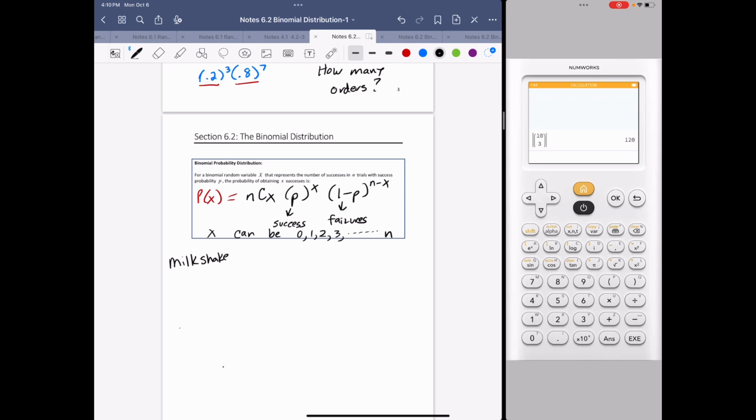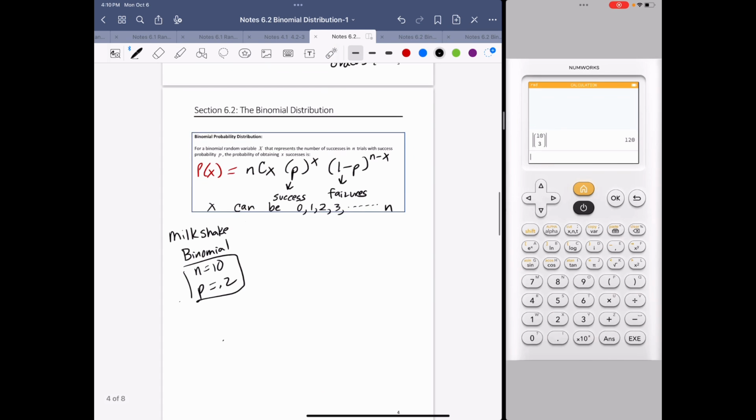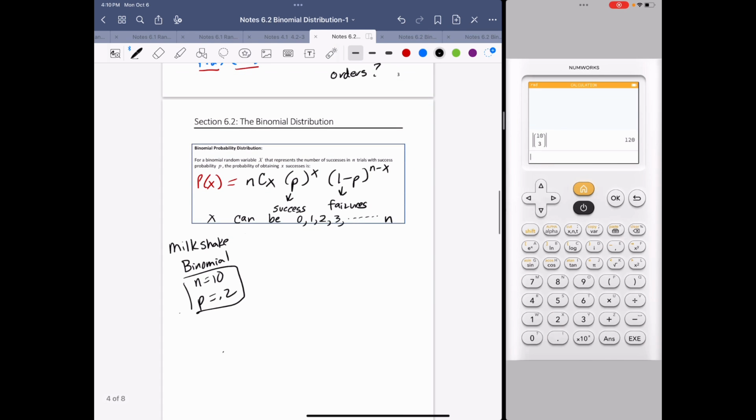All right, the milkshake problem we started with, it was binomial, and I had 10 people, and the probability of success was 0.2. All right, now I want you to look at this formula. So here's what I'm going to do. What I want to know is what's the probability that 3 people are successful? All right, that 3 people win.